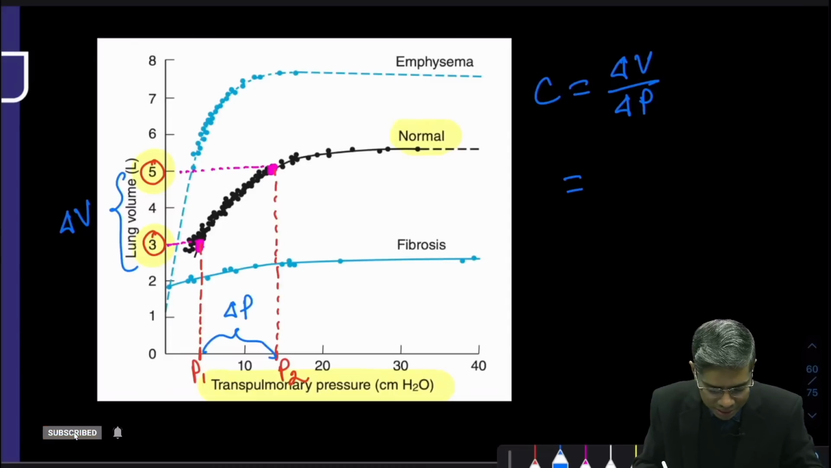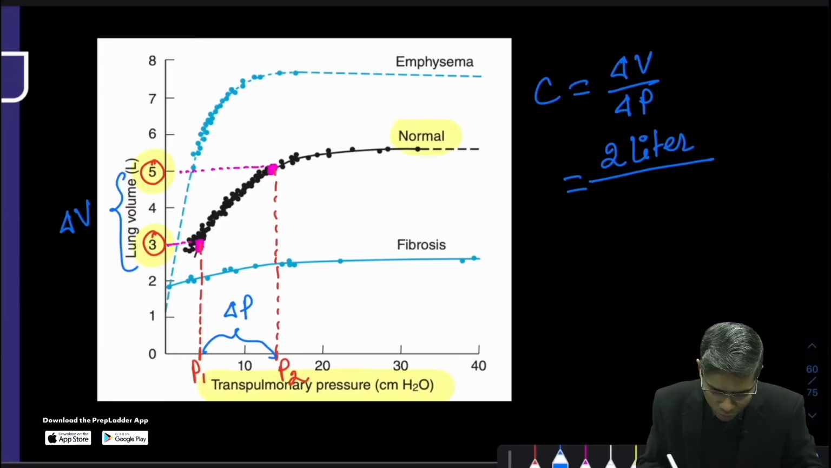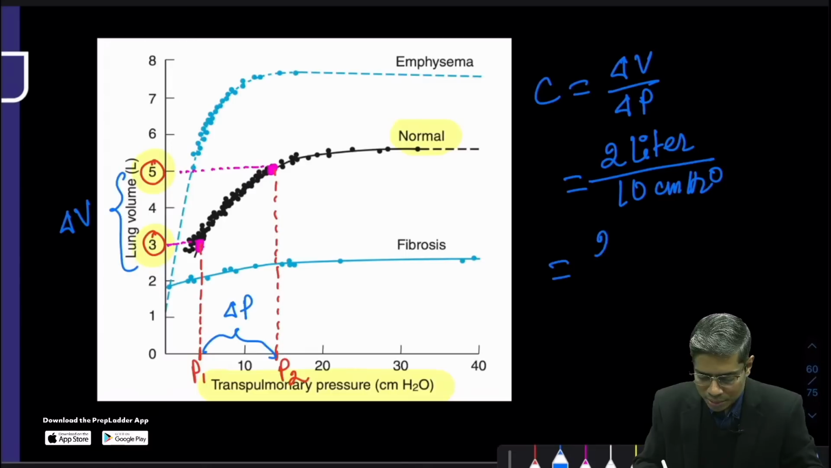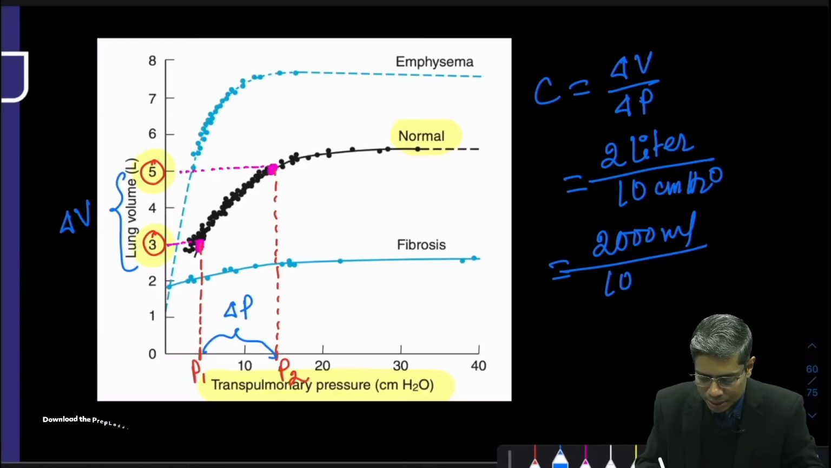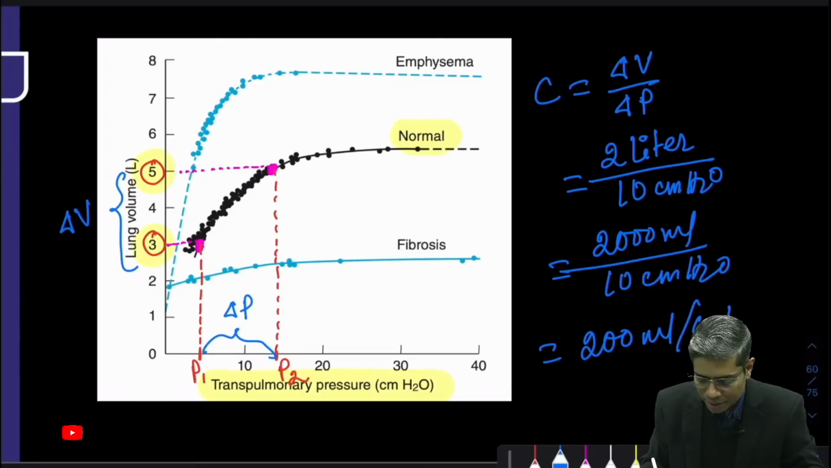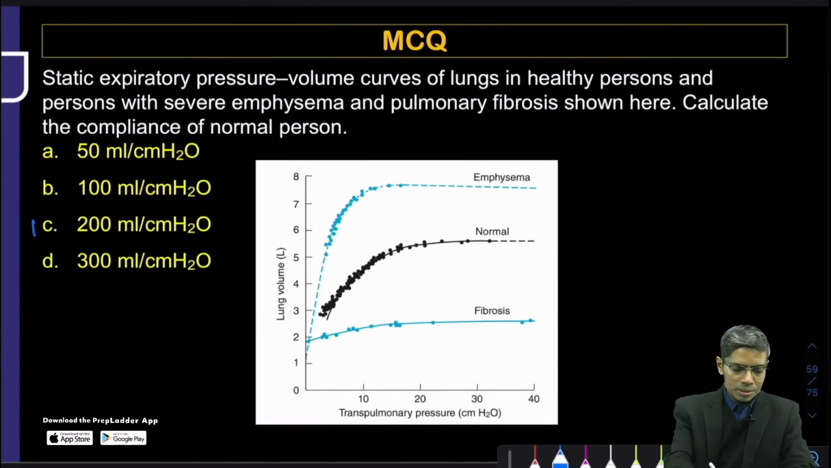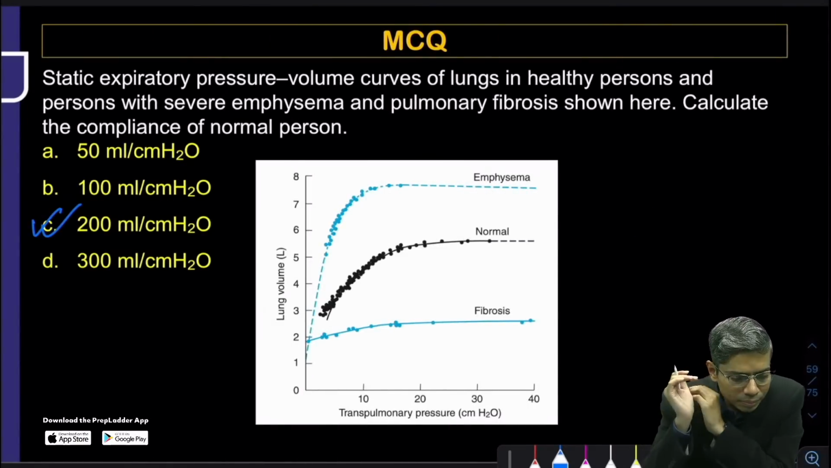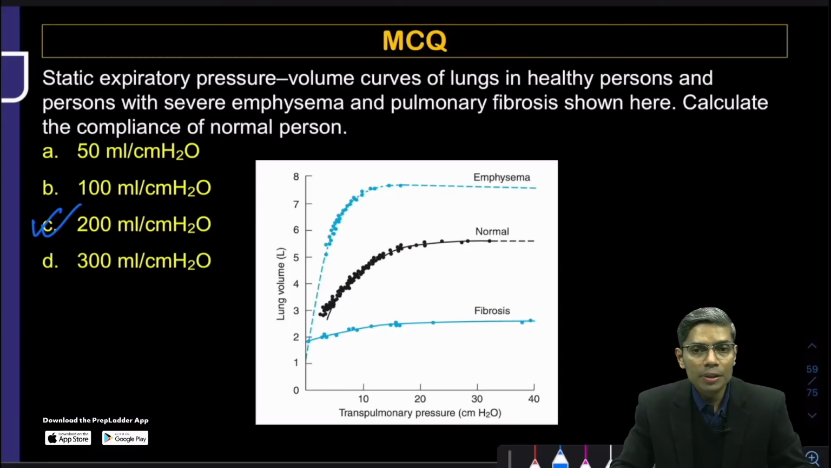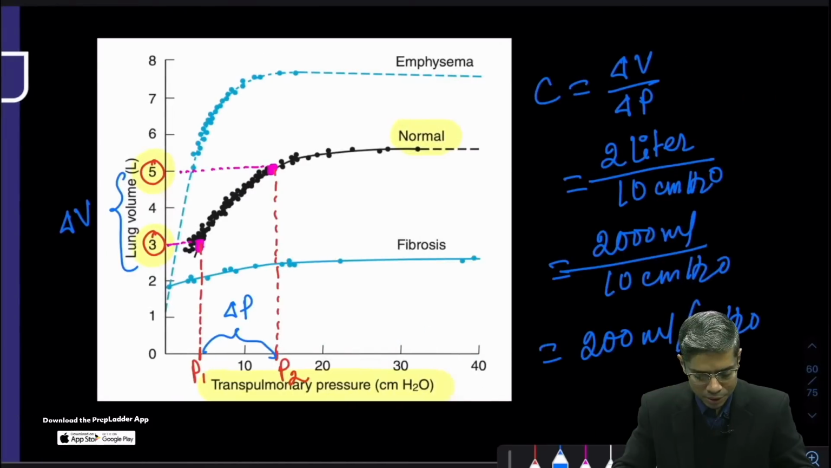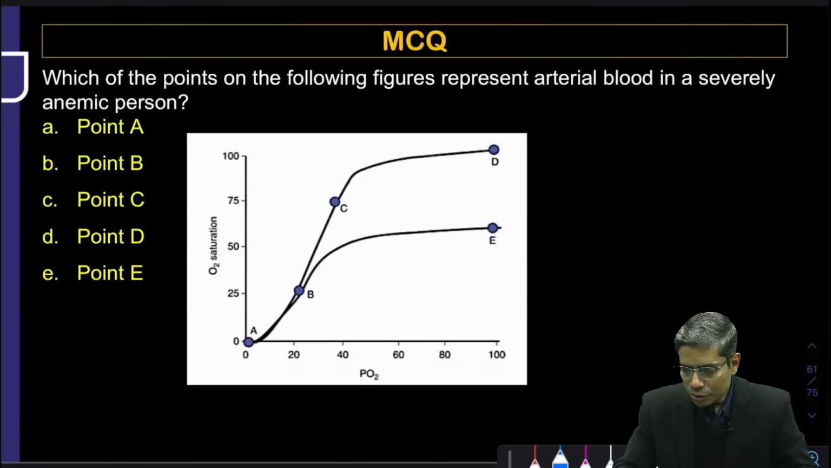So delta V here is the volume change, 3 liter to 5 liter means 2 liter, and if you measure the pressure change, this is around 10 centimeter of water. So 2 liter means 2000 ml per 10 centimeter of water. So obviously this is 200 ml per centimeter of water. This is the way you have to calculate the compliance if it is given like this. So in this question the answer here is C. Is it understood? Okay, how to calculate the compliance curve?